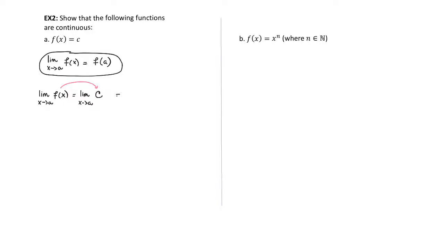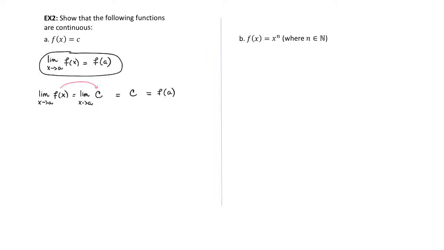This is already one of those limits that is in our toolbox, the toolbox that we developed in section 2.3. We know that this limit is equal to c. And what is c? C is exactly f of a, right? For any particular value of a, a can be 1, a can be 2, a can be negative 100. For any value of a, the y value is going to be c because the function is constant.